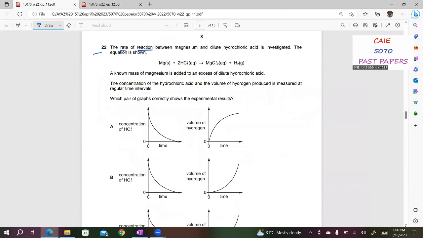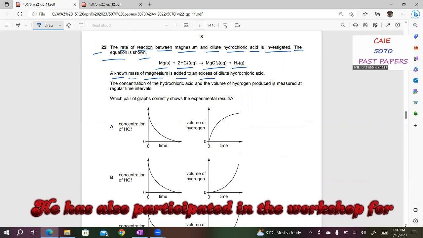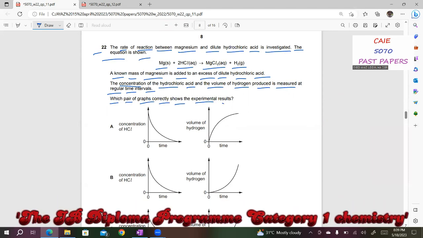The rate of reaction between magnesium and dilute hydrochloric acid is investigated. The equation is shown: Mg plus 2HCl (aq) gives MgCl2 (aq) plus H2 (g). A known mass of magnesium is added to an excess of dilute hydrochloric acid. The concentration of the hydrochloric acid and the volume of hydrogen produced is measured at regular time intervals. Which pair of graphs correctly shows the experimental results?